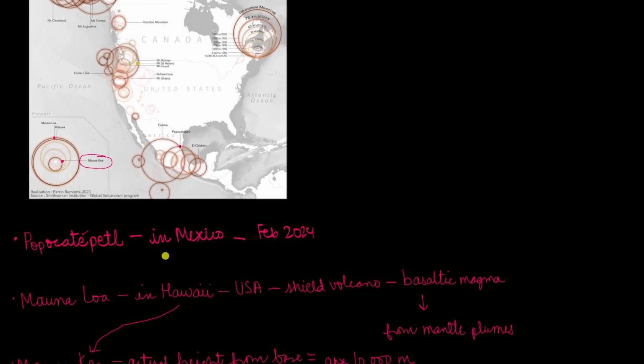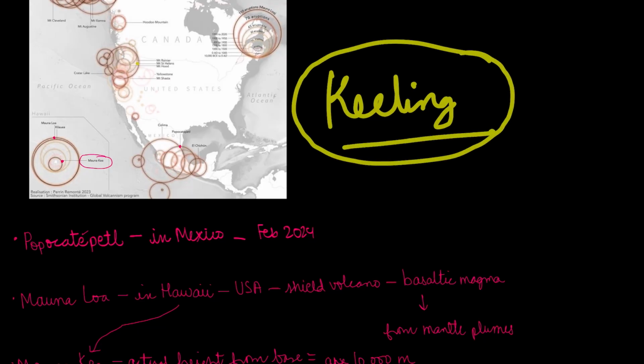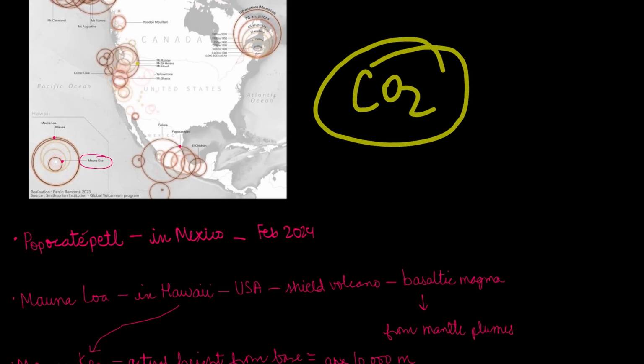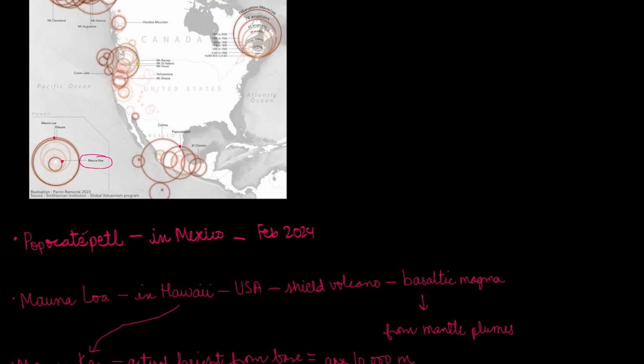Popocatépetl in Mexico. This erupted recently in February 2024. So this is the location of Popocatépetl in the country of Mexico. Then Mauna Loa. Mauna Loa is also known for the Mauna Loa Observatory. If you're preparing for this year's examination, every compilation about current affairs is going gaga about the Keeling curve. The Keeling curve helps us measure CO2 levels basically. So Mauna Loa is in Hawaii.